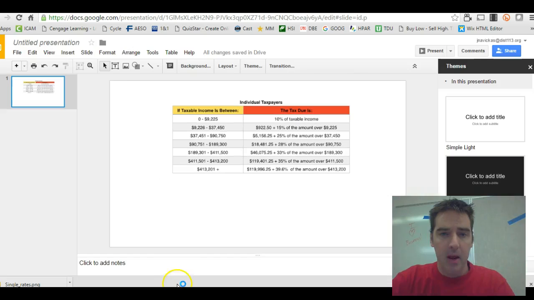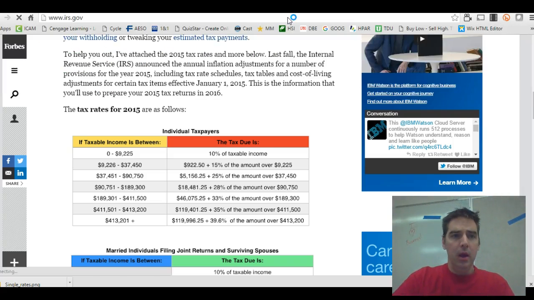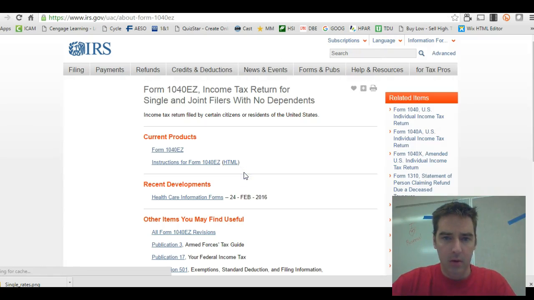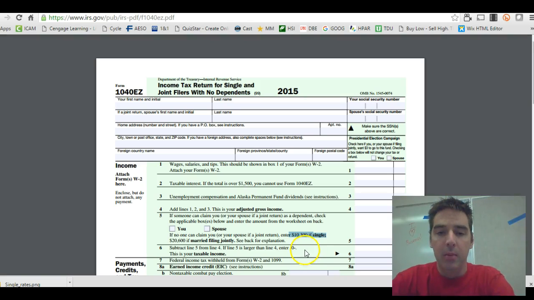So if I exit out of my presentation here, and I go to irs.gov, I just want to see what the standard deduction here is. So if I go to 1040EZ and I go to the form, it usually shows me on the front of the EZ form. So right now, the first $10,300, if you're single and you claim yourself, so that means you're a single person living in the city, you're no longer living with your parents, the standard deduction is $10,300. So what that means is the first $10,300 you make does not get counted as taxable income.